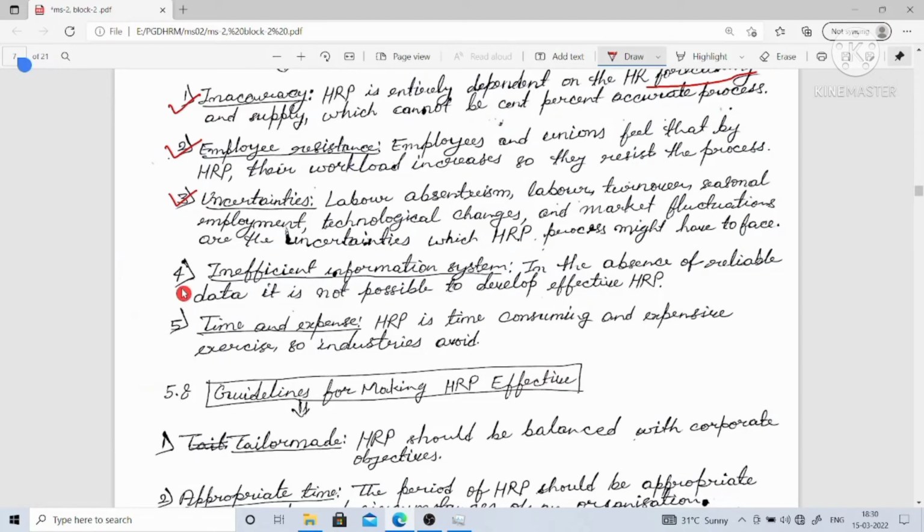Inefficient information system. Here you see, in the absence of reliable data, it is not possible to develop effective human resource planning. So data about human resources is very important. If correct data is not available, then forecasting the exact number of people required in the present or in the future is impossible. That's why an inefficient information system will lead to ineffective human resource planning.